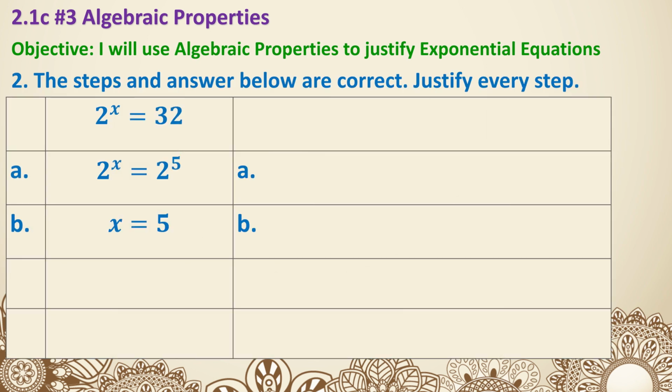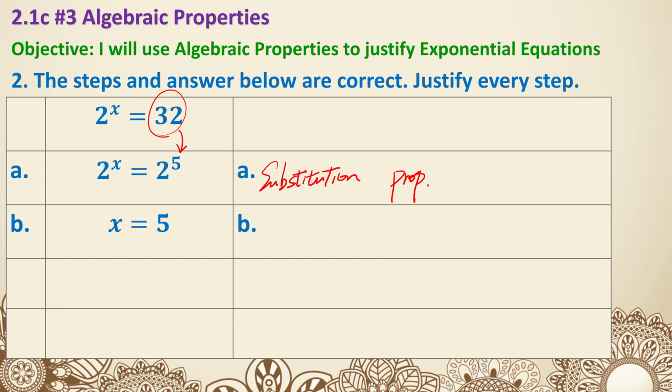Example 2, a very simple one. The first step is we are going to rewrite this 32 as 2 to the 5th power. So let's look for the change. The left side did not change. The equal sign did not change. We only changed the 32 to 2 to the 5th power. Now, 32 is 2 to the 5th power, so we are replacing 32 with something else that it equals to. So there you go, substitution property.